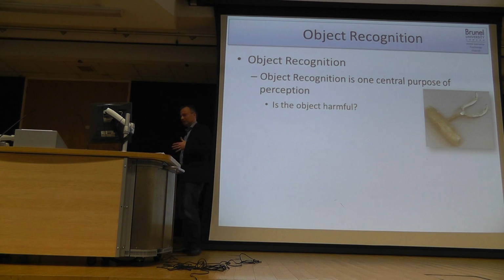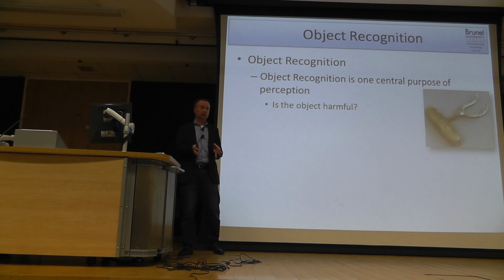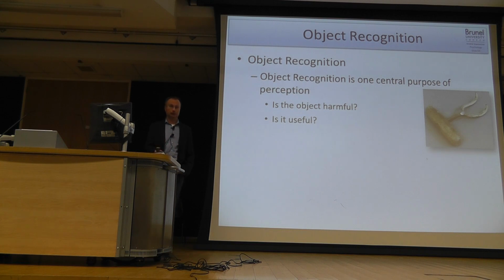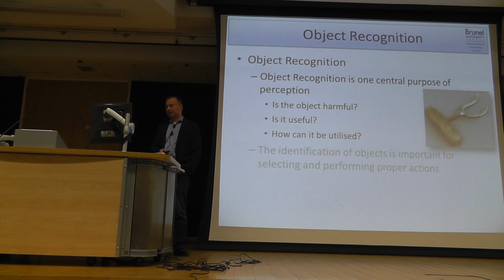And maybe speaking more in evolutionary terms, one thing we have to find out very quickly is: is an object harmful? Can I harm myself by touching or using the object? Is it useful? So again, thinking evolutionary, can I use that for something? And if so, how can I use it? How can I utilize it? So, identification of objects is central for selecting and performing proper actions.